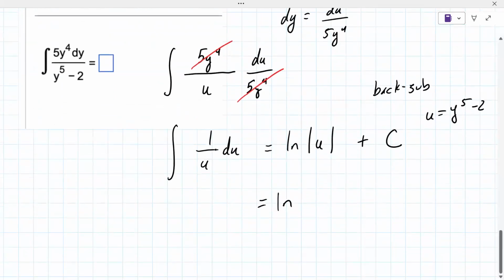So this is natural log absolute value y to the fifth minus 2 plus c. And yes, you do need that absolute value. So make sure you get that in there.